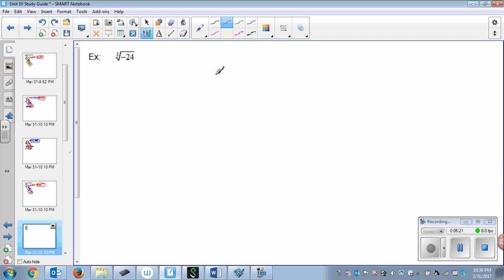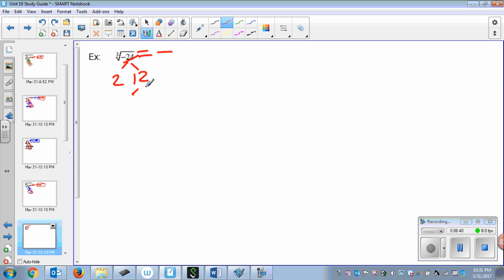Okay, so now I've got the cube root of negative 24. When you see a negative in a cube root, I would just move it immediately to the outside. Your answer is going to be negative, and then factor as if it was a positive number once you've moved it out. So 24, I have 2 times 12.